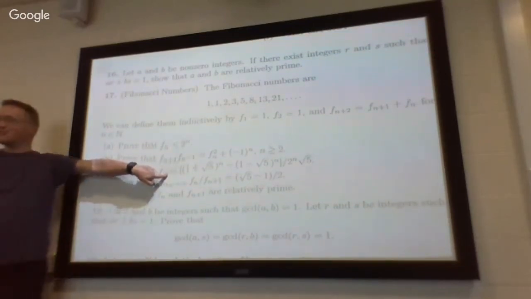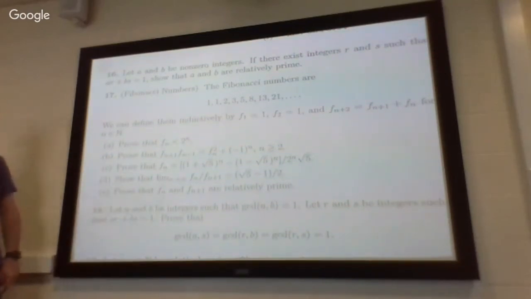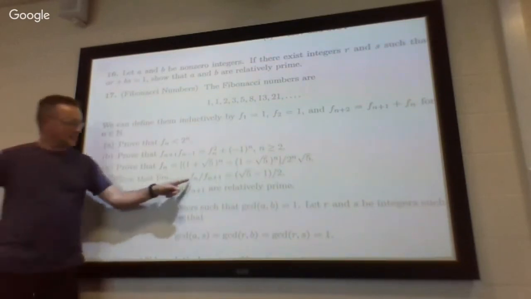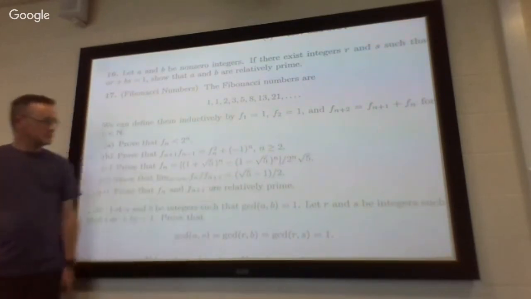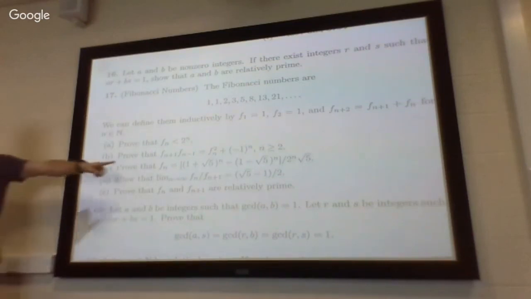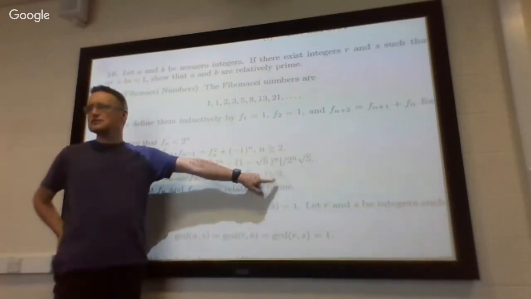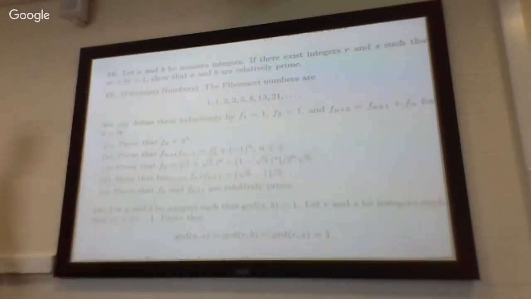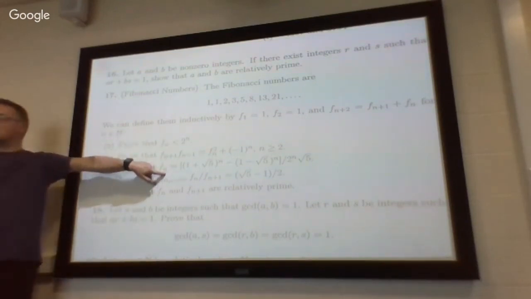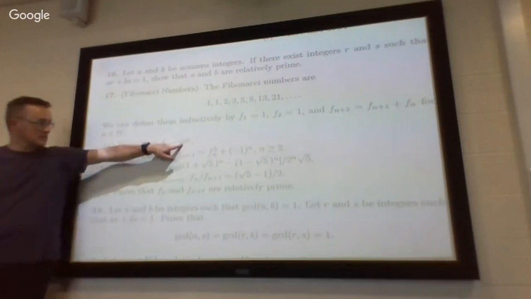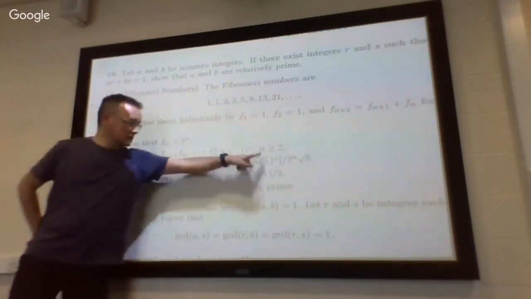A nice formula for Fn. And a nice limit expression for the ratio. This is the so-called, isn't this the golden ratio? Golden mean thing? Yeah. And prove that Fn and Fn plus 1 are relatively prime. I think many of these are calling out for a proof by induction. This is a thing indexed by n.